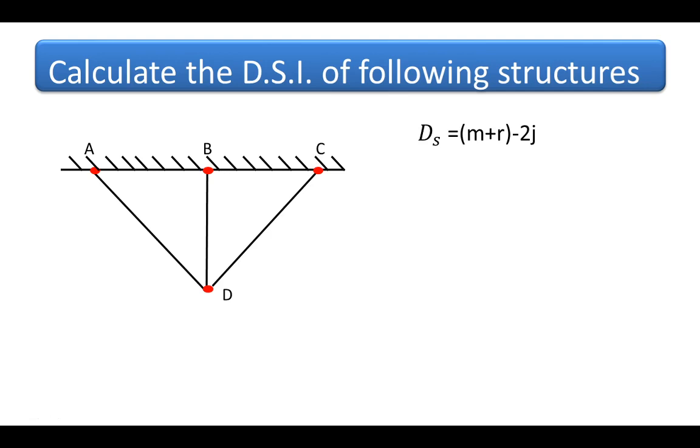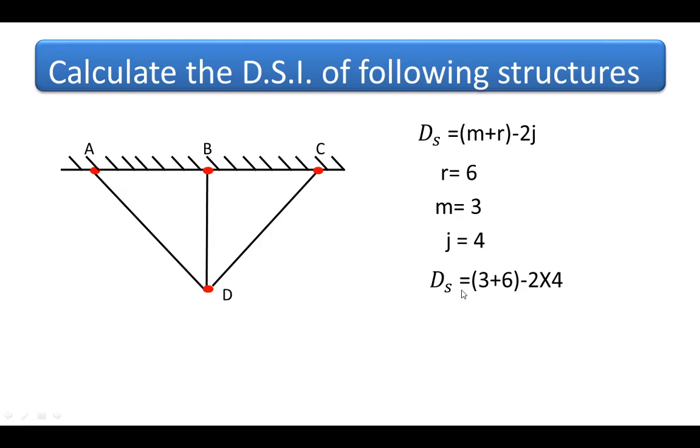So DS is equal to the formula in bracket M plus R minus 2J. So here R is equal to 6 because at A joint there are 2 reactions, at B joint 2 reactions, at C joint 2 reactions, so R is equal to 6. Then M equal to 3, that is AD, then BD and CD. So AB and BC are not members, this is the wall. Then joints are 4: A joint, B joint, C joint and D joint.